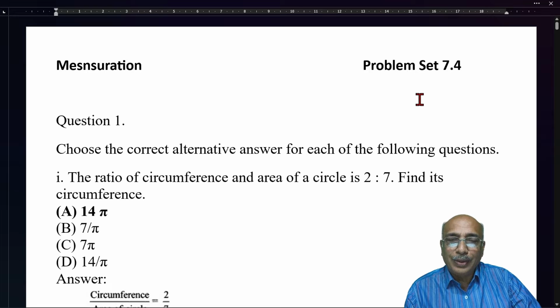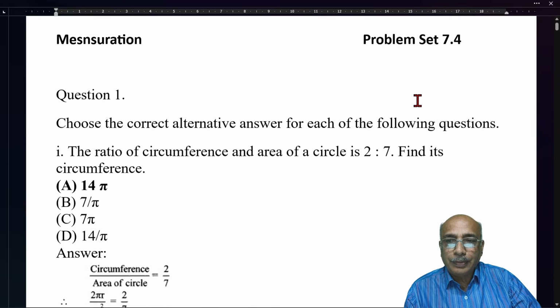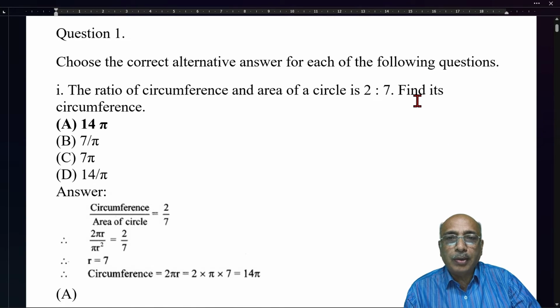Hello children, we are starting with problem set 7.4. First question. Choose the correct alternative answer for each of the following questions.